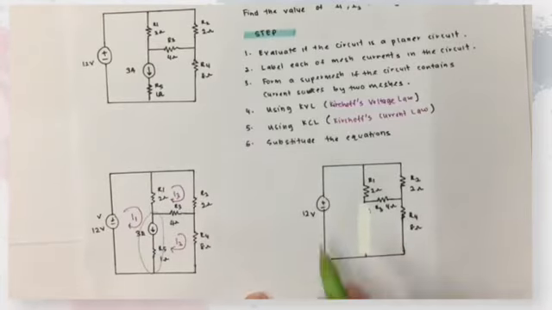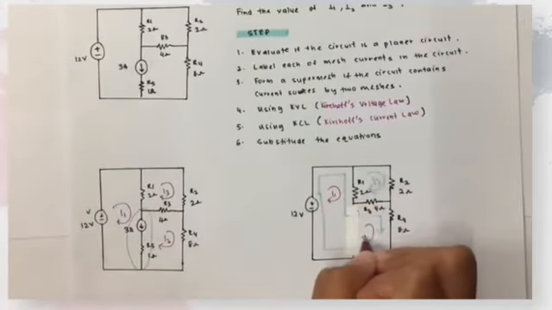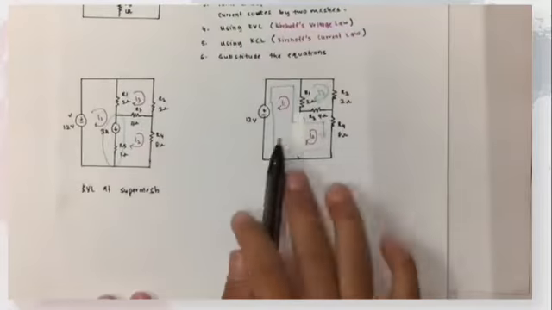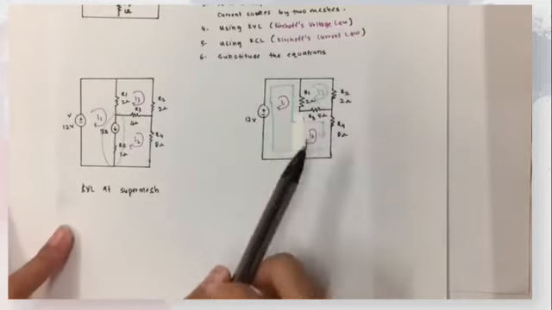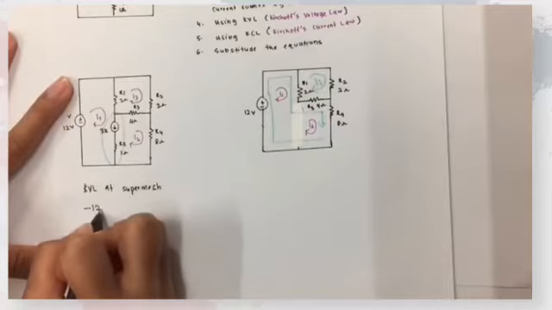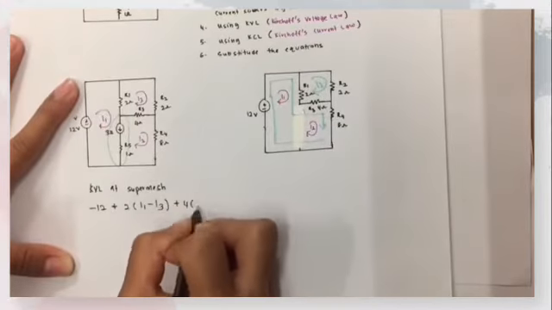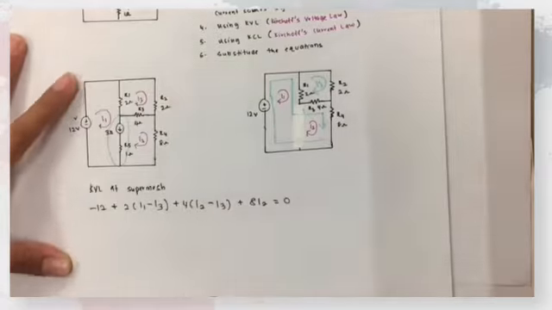Step 4, using the KVL method. First you need to make new meshes, still I1 and I2. After you label the meshes, by using KVL at the supermesh, follow the mesh and it will become negative 1 plus 4 I2 plus 8 I3 equal to 0.